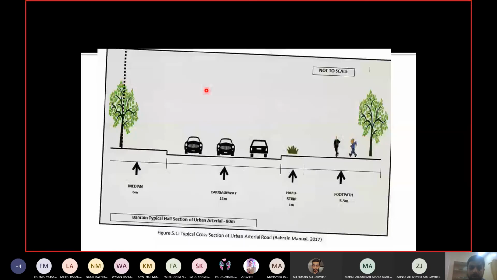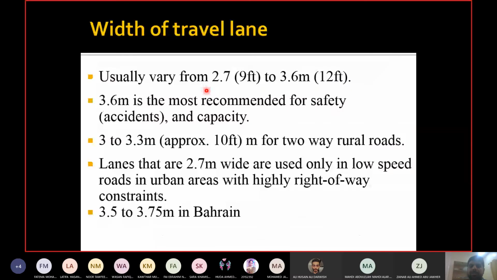There are no tables for lane width and shoulder width, only recommended values. Okay, so the range is 2.7 to 3.6 meters. It's a total range, minimum and maximum both. 3.6 meters recommended. So in most of the cases, we will try to give 3.6 meters.